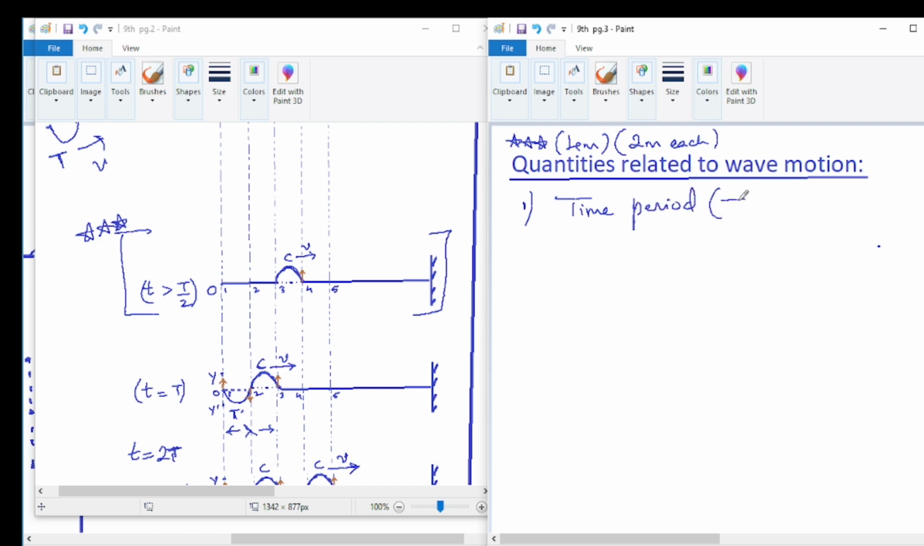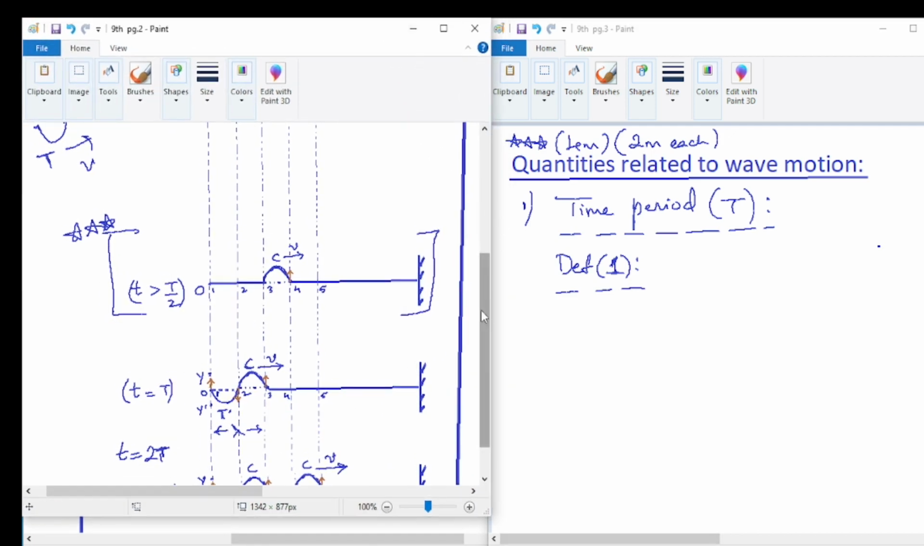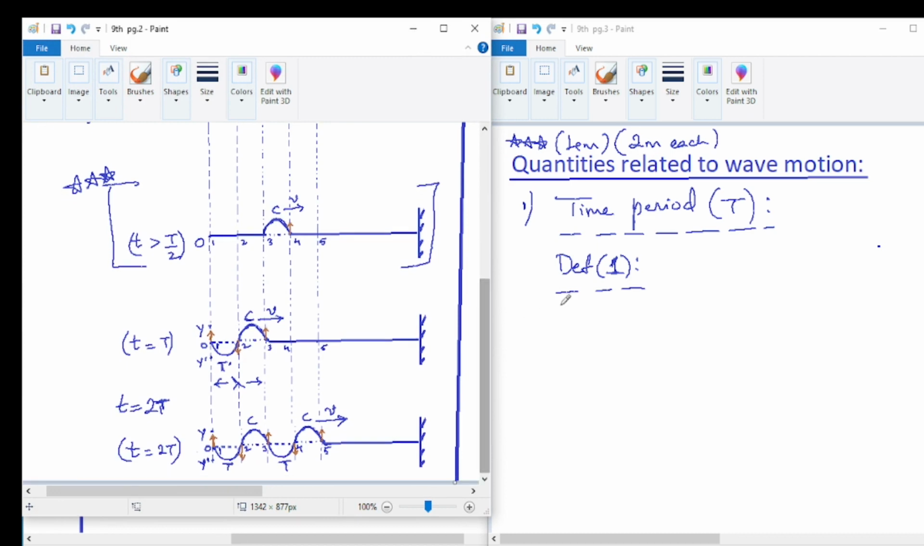Why are we doing this time period again? Already we have seen the definition of time period. That definition is related to vibratory motion, but without vibratory motion, wave motion will not be possible. So the same time period can be defined using wave motion also, with the help of these simple diagrams related to the formation of the wave. Now just observe here the time taken.